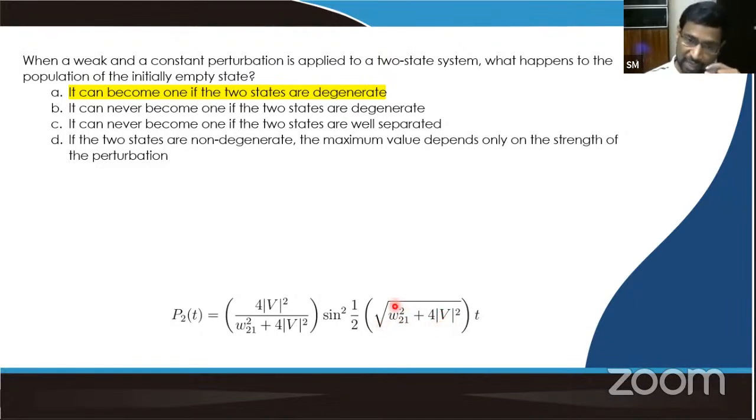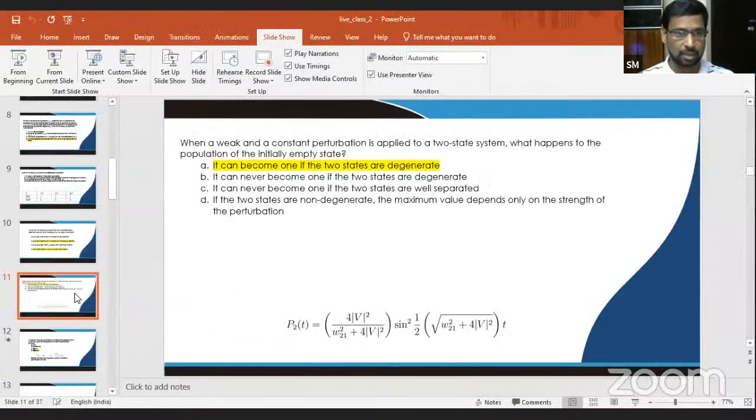We can have weak perturbation and very close lying state, or weak perturbation with very far away state, or very close lying state but strong perturbation. So both these quantities, that is the strength of the perturbation as well as the energy separation between these two states, will contribute to the population of the second state. All right.